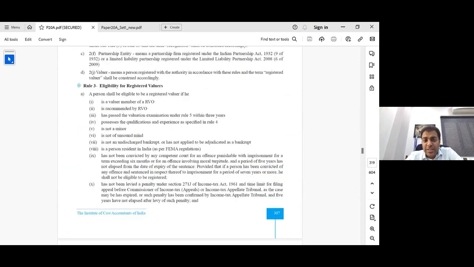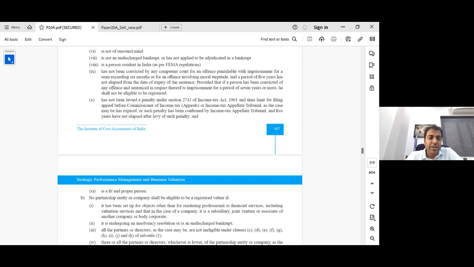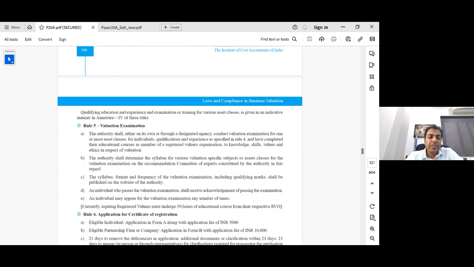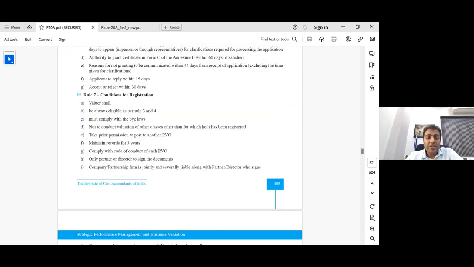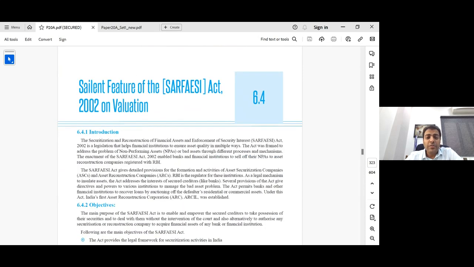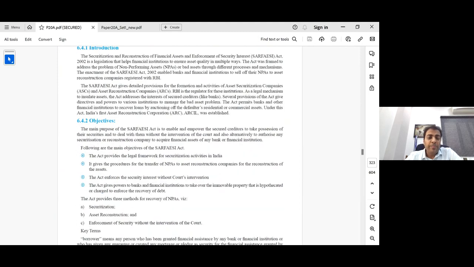It talks about what is the eligibility of a registered valuer as it stands today. What are the qualifications and experience of different classes of registered valuers, that's mentioned here, right? It talks about what are the conditions for registration, how should be the conduct, how the valuation should be conducted, what should be the contents of the valuation report, and so on, right?